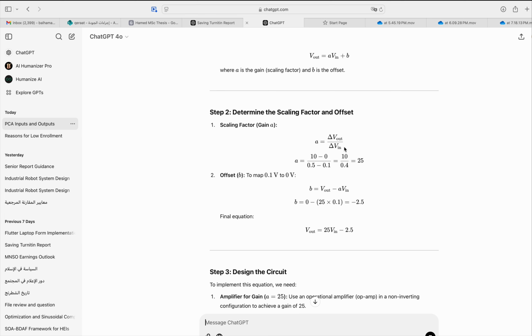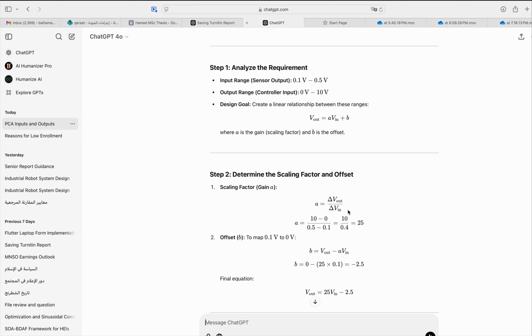If you don't remove the offset, you're going to have an equation, and this is the equation that you have. The scaling factor is the slope, (10 minus 0) over (0.5 minus 1), which gives 25, so this is the slope. In this case, he calculated the intercept, which is minus 2.5.